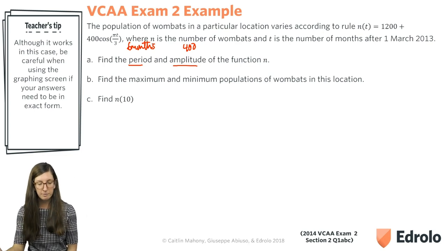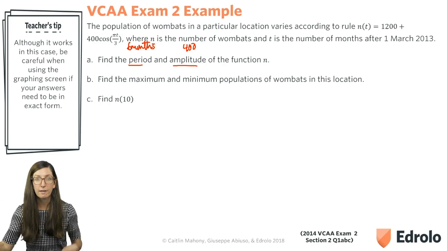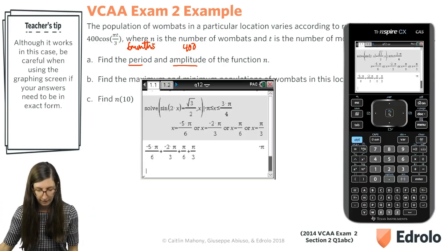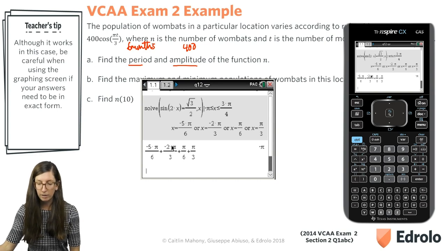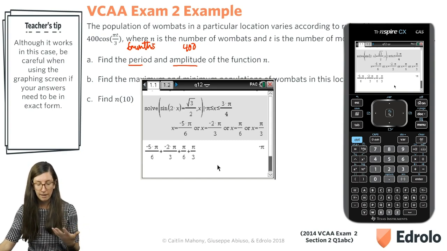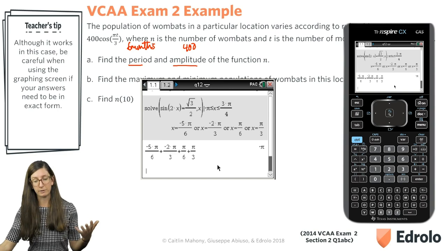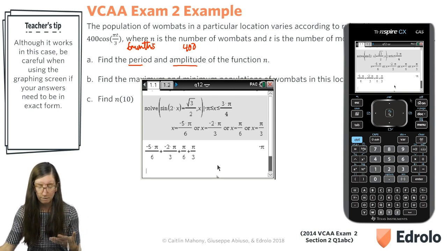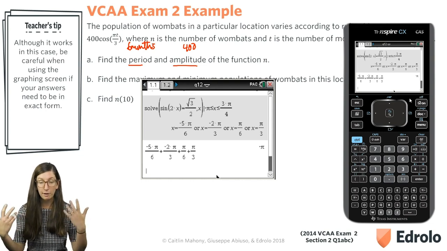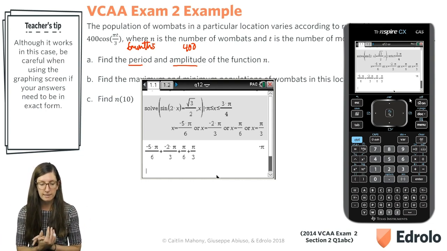Okay, find the maximum and minimum populations of wombats in this location and find n of 10. That is where you grab your calculator out. To find the maximum and minimum populations, I would actually be inclined to do this using the graph page, but if it's not an exact answer, we might need to go back into the calculator page.